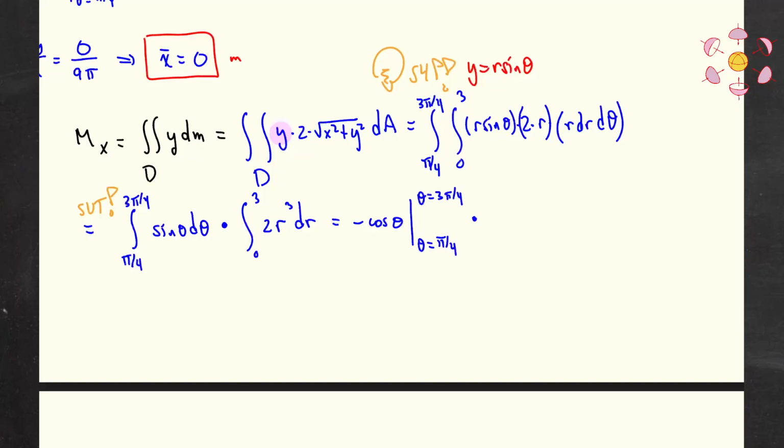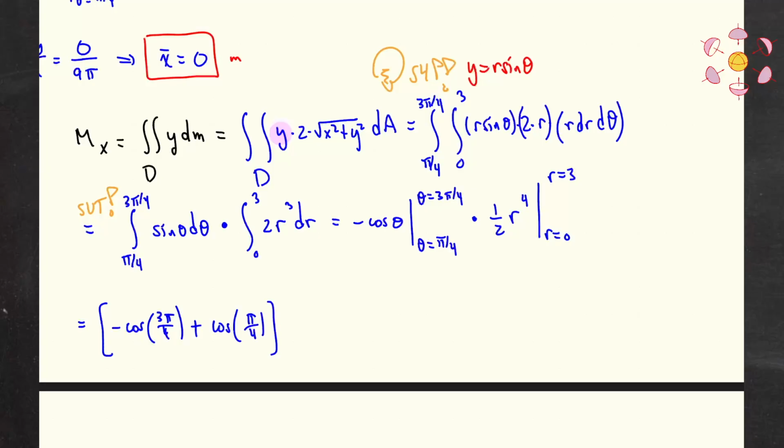All right, integrating in r, so 2r to the fourth divided by 4. 2 over 4 simplifies to 1/2, but I've got 2r, 1/2 r to the fourth power. R goes from 0 to 3. Okay, almost done. So we've got negative cosine of 3 pi over 4 minus a negative, so that becomes plus cosine of pi over 4, times 1/2 3 to the fourth power minus 0.